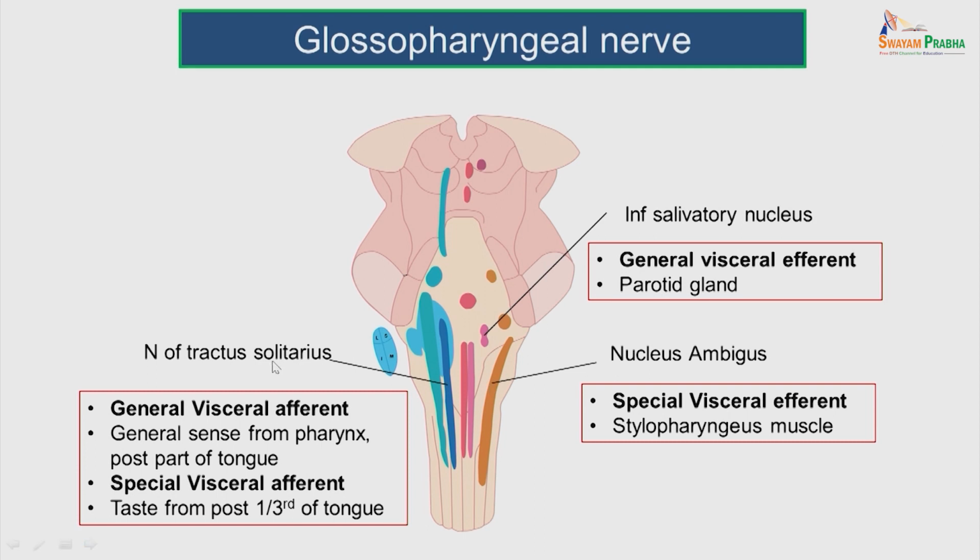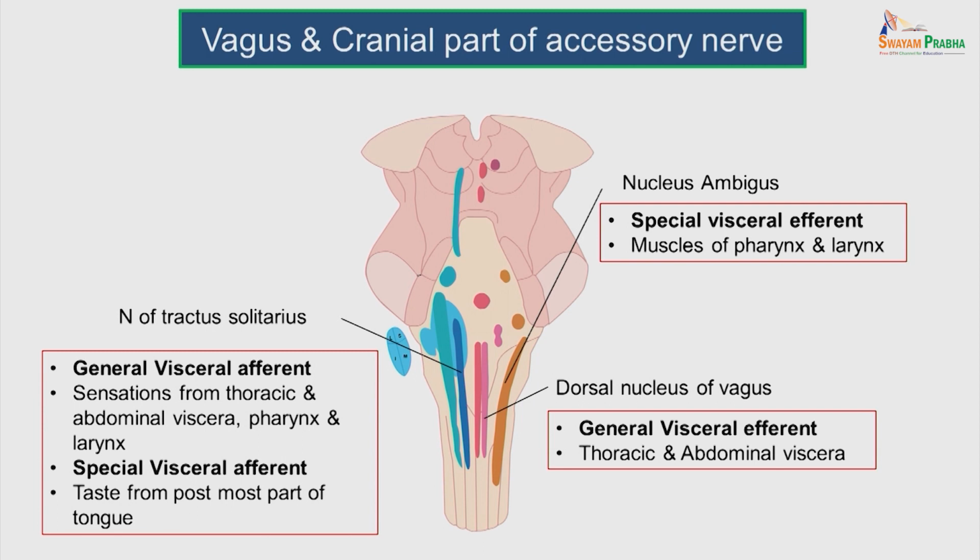It also has a general visceral afferent component. That is the general sense from the pharynx and the posterior-most part of the tongue, which relays into the nucleus of tractus solitarius, from the medulla extending into the pons. You can see the longitudinal column of the nucleus of tractus solitarius. It also has another component, the special visceral afferent column: taste sensation from the posterior 1/3 of the tongue, which also relays into the nucleus of tractus solitarius. So, the glossopharyngeal nerve has general visceral efferent, special visceral efferent, general visceral afferent and special visceral afferent columns.